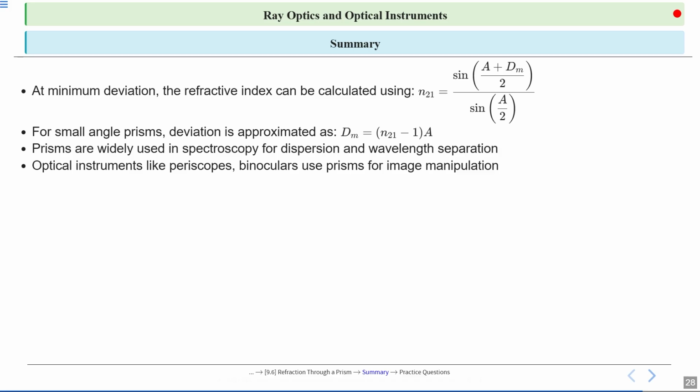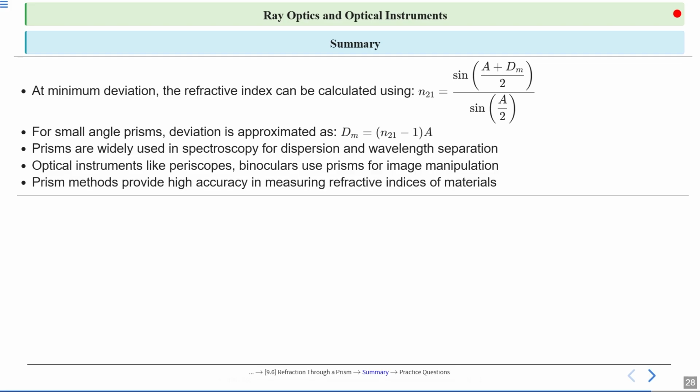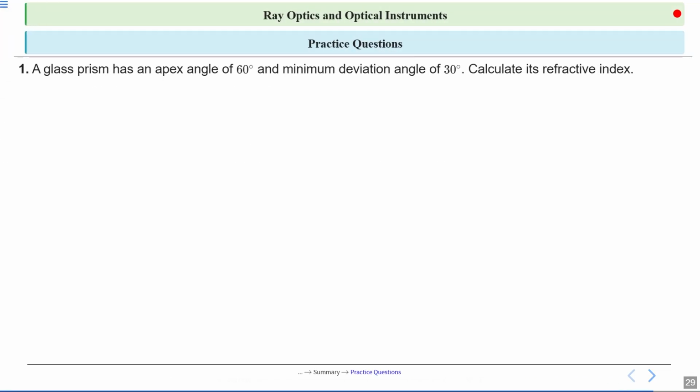Optical instruments like periscopes and binoculars utilize prisms for image manipulation. Prisms can invert or redirect images, which is crucial for these devices to function correctly. This highlights the versatility of prisms in various optical technologies. Finally, prism methods are highly accurate for measuring the refractive indices of materials. This precision is vital in scientific research and industrial applications where exact measurements are necessary. Understanding these methods enhances our ability to study and utilize optical properties.